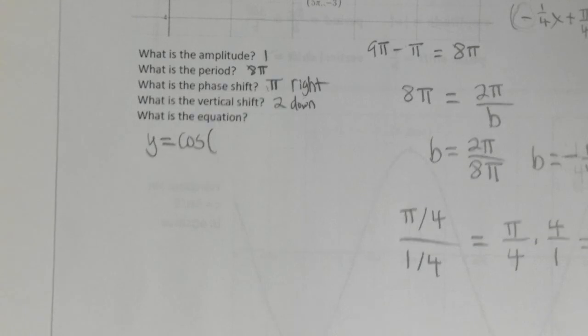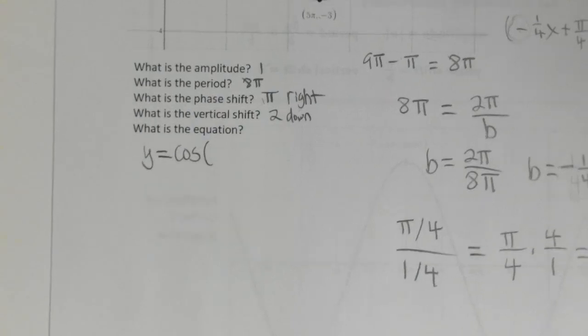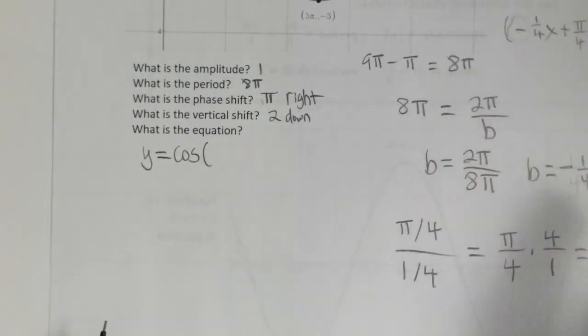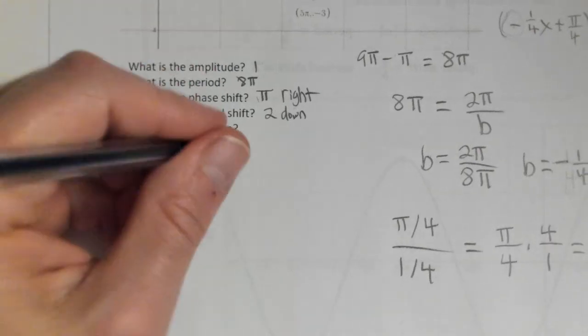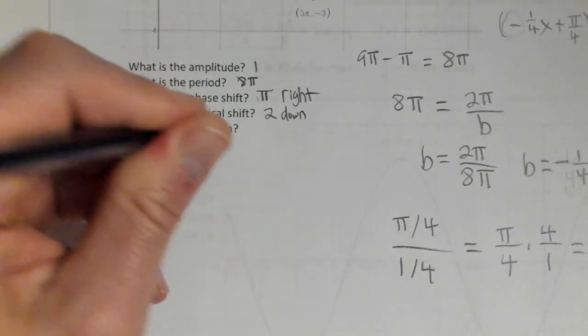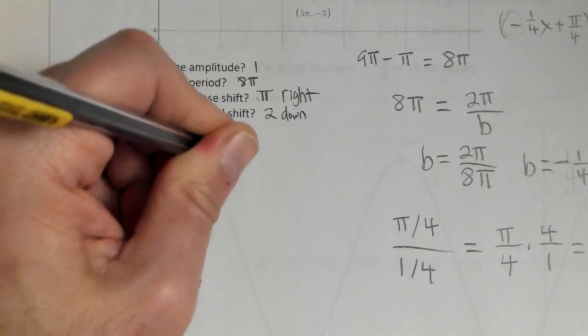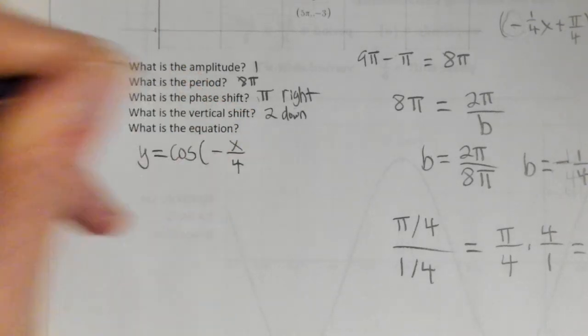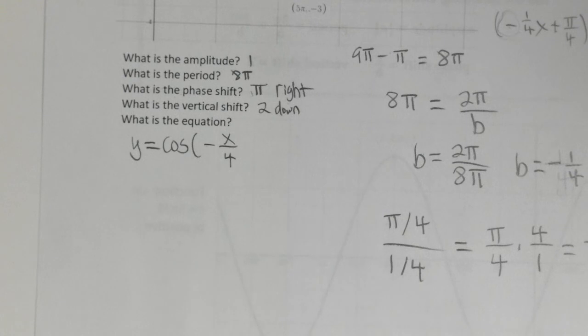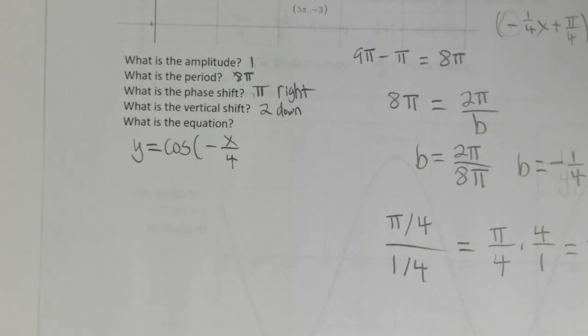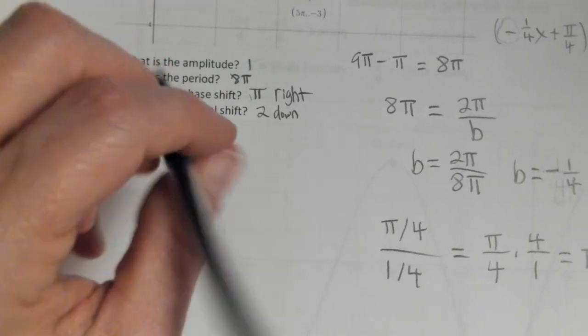All right, and so we're ready to go in and write our equation. We know that our b is negative, right? A negative 1/4. So we're going to write negative. We can just go ahead and write that as x over 4, which is probably how you would see it expressed, or negative 1/4 x is fine as well. Either one would be correct.